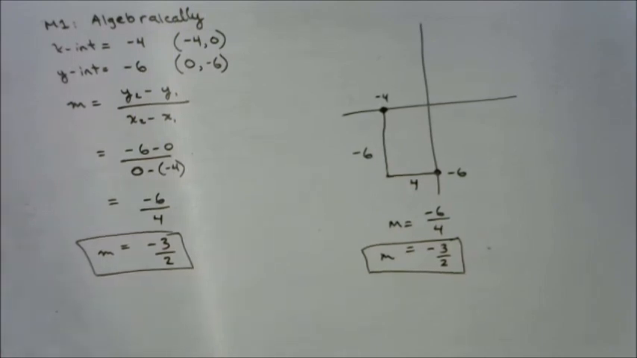So then you would plot the two intercepts and draw the line through them. Your practice problems are there for you on page 15. You can do them in a notebook, okay?